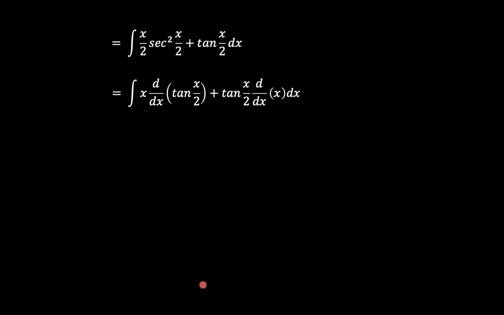So that looks like a derivative of a product of two functions, x and tangent x over 2. So if we express this as the integral of the derivative of x times tangent x over 2, then it means the answer to our integration is x tangent x over 2 plus c. That is the expected answer.